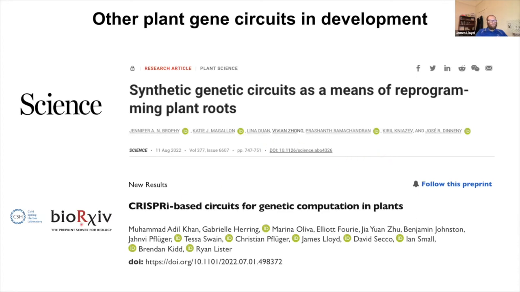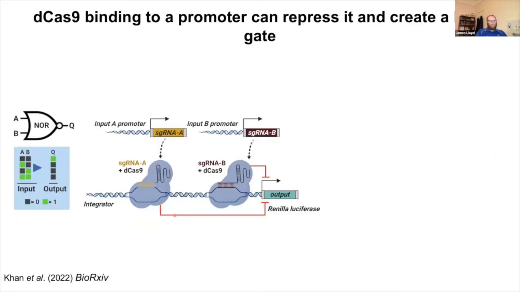And so another paper that's come out of the Lister lab, led by the really great Adil Khan, is a CRISPR interference-based gene circuit. That's going through peer review at the moment. But because I think it's such a really interesting system, I just want to take a moment to walk you through the basics of it.